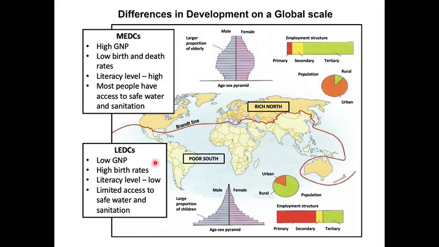And if you look at your less economically developed countries, it's exactly the opposite. Again, you only need to study the one because the other one is just the opposite. A lower GNP, high birth rates, low literacy level, limited access to safe water and sanitation. Now, those are your general characteristics of the richer north and the poorer south. Now, let's have a look at statistics and graphs that will actually support what I've just told you.